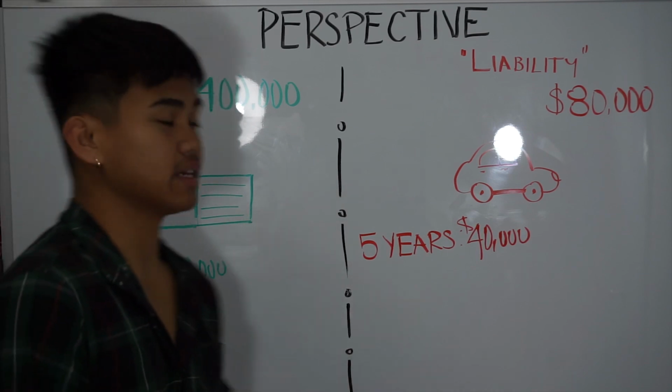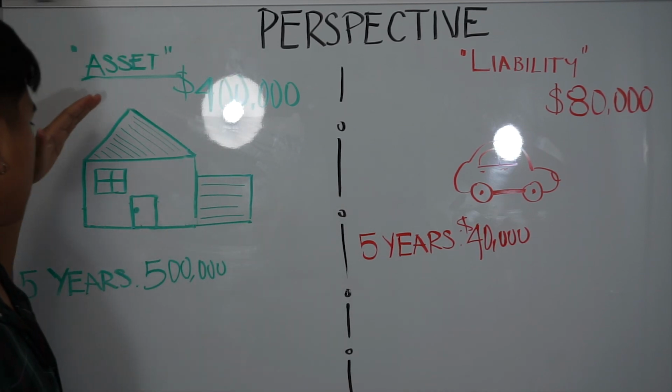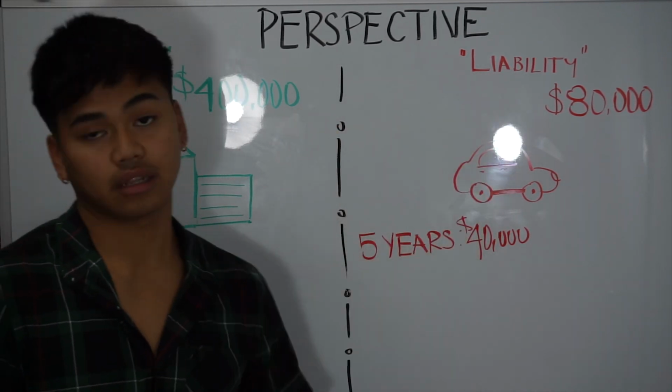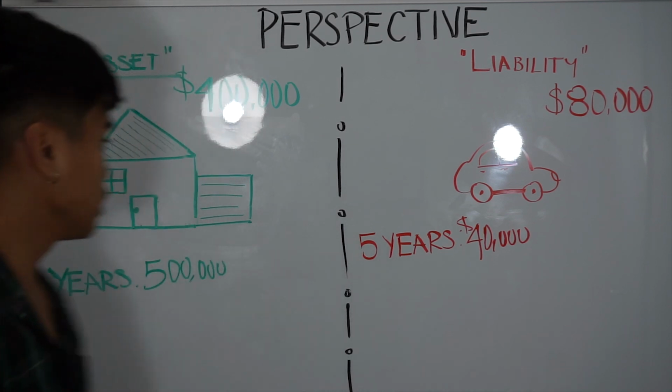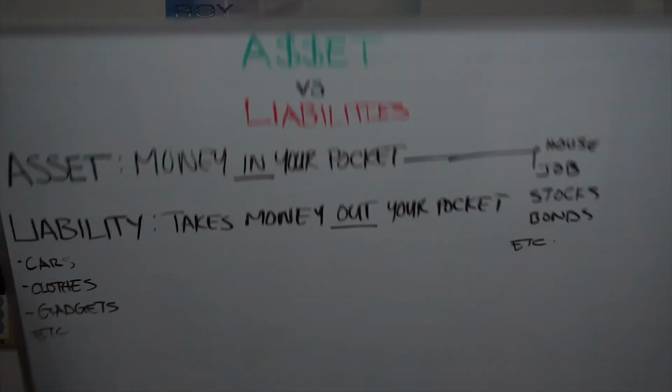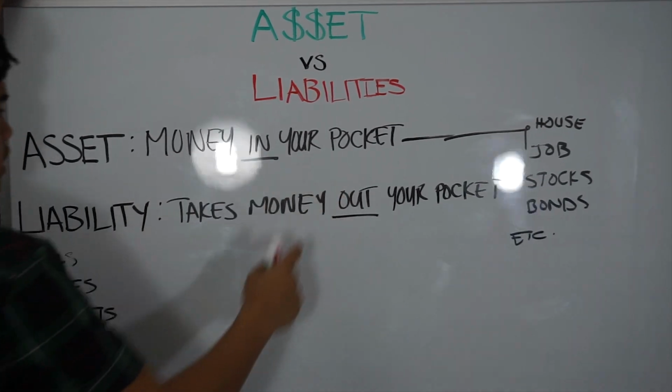Now, we look at this. Okay, clear, a house is an asset and the car is a liability. But is it really? If we look back, guys, asset, money in your pocket.